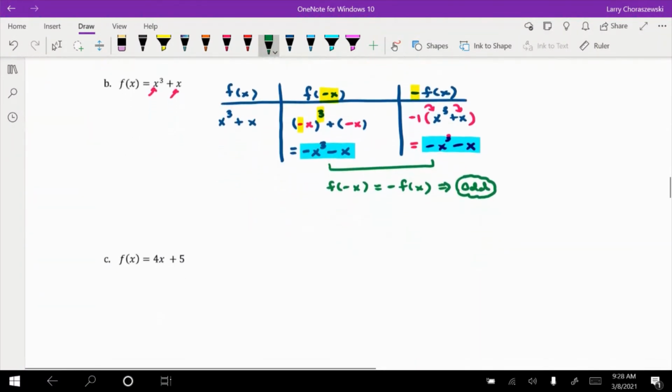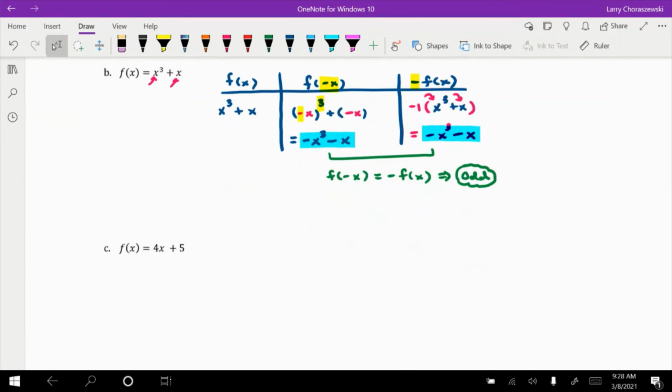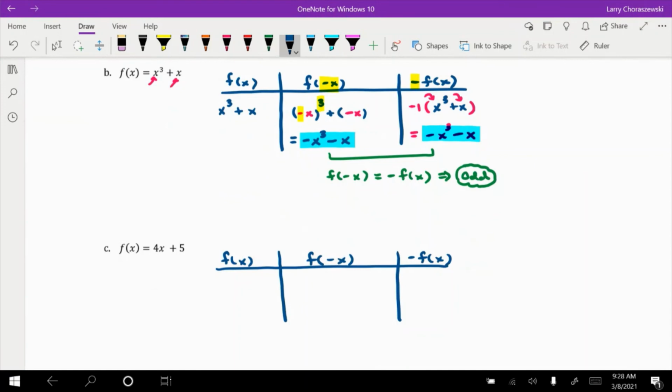So I'm going to have you try it out with the function in part C. I'll flesh out kind of an empty table here. And after giving you a few minutes to work on it, I'll include my details and we'll see how we did. Okay, so go ahead and see if you can determine if this is an even, odd, or neither function. And we'll go from there.